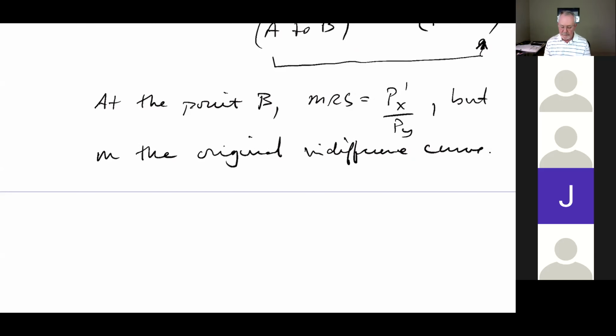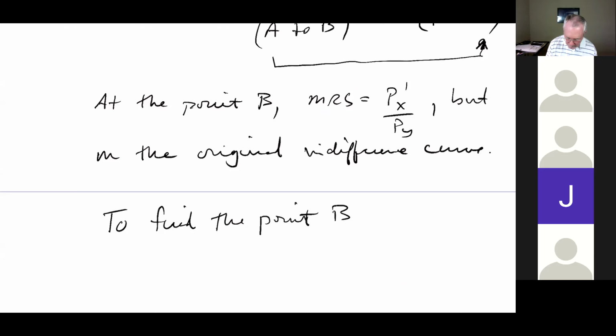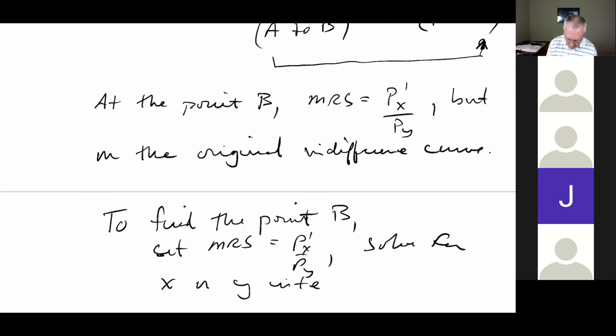So my method for finding the substitution effect is fairly straightforward. I know the MRS, I have an expression for the MRS. So to find the value, the point B, I set the marginal rate of substitution equal to the new price ratio. Solve for X or Y in terms of the other.